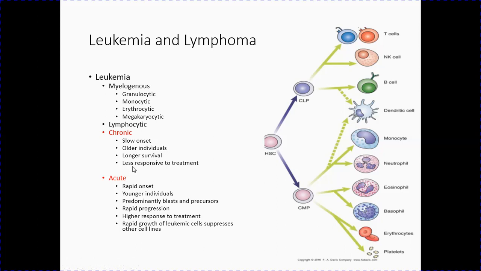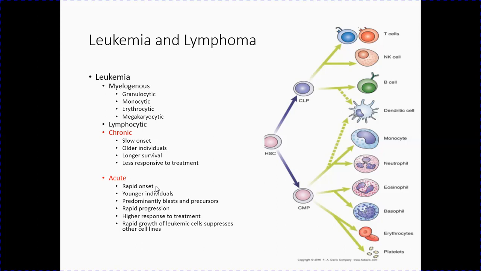Again, very general statements. Acute diseases are normally associated with a rapid onset, tend to be somewhat younger individuals, children to young adults. We tend to see those blasts and precursor cells in acute diseases. The bone marrow is producing and tossing out predominantly very young cells. Again, I said rapid onset. It's also a rapid progression, and if it's left untreated, it can be rapidly fatal. So it's got a rapid progression of the disease, which is bad, but the good news is it tends to have a higher response rate to treatment. So that's good news.